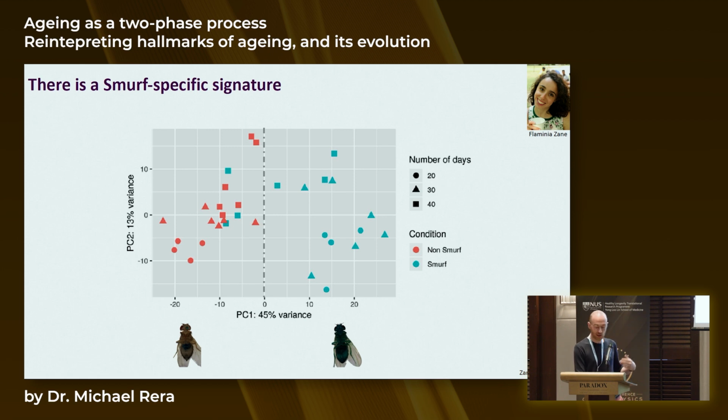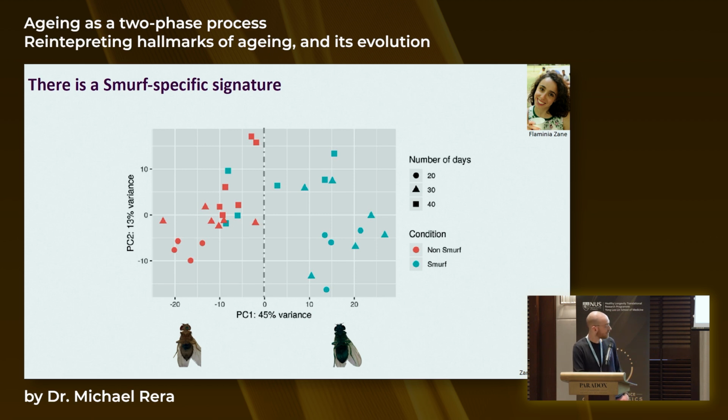And the first result that we obtained was with this PCA, where we represent the 32 samples of whole body RNA that we sequenced. These 32 samples are spread this way. So we have 3 different time points that correspond to the end of the survival plateau, the T50 of the population, and advanced age. And for each time point, we actually separated SMURFs from non-SMURFs.